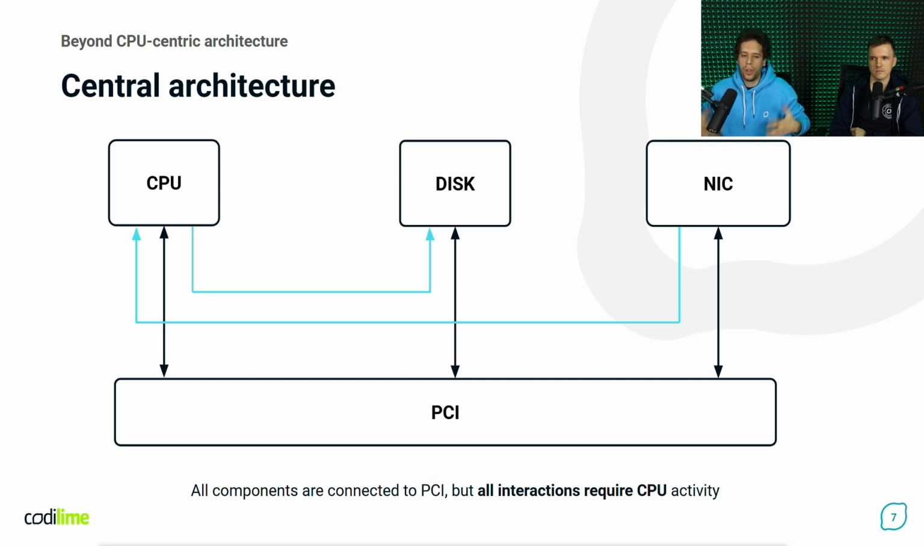But all the peripherals were very simple. They were designed to do one thing, and they were doing it very well. So the disk was saving the data, the NIC was interacting with the internet, but there was no computational capabilities on the peripherals themselves. All the operations were managed by the CPU, and the peripheral was only taking the request, processing it, and then returning the data back to the CPU. And all the computations were present on the CPU.